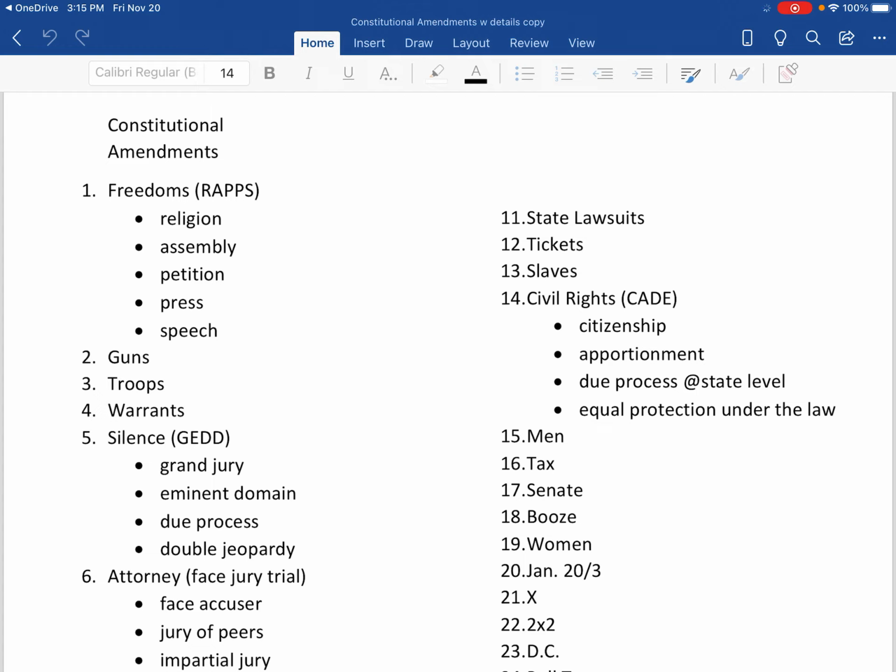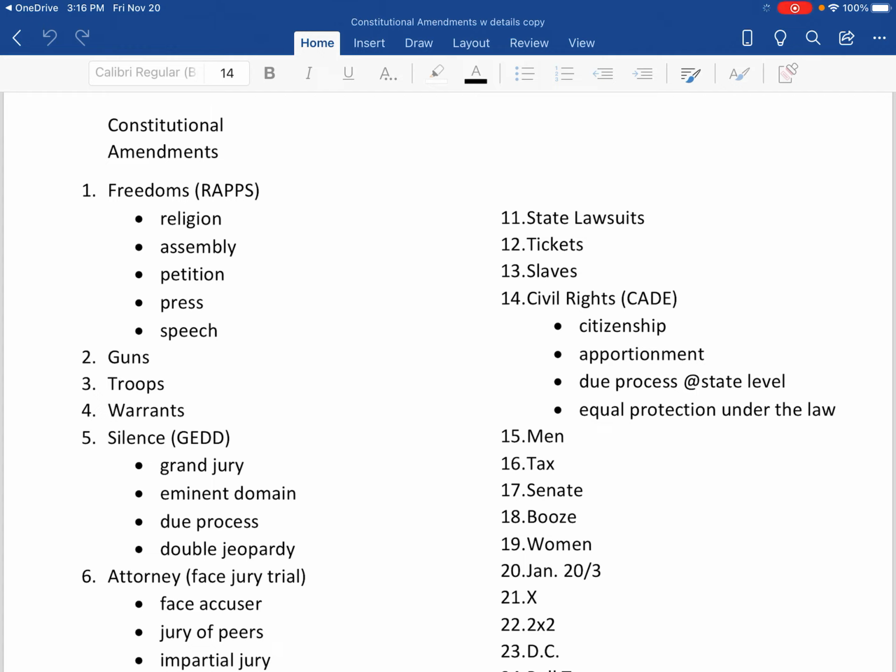Freedom of troops. You don't have to quarter or house troops. Now this is a lot because remember the Quartering Act of 1765? You don't have to house troops. You don't have to feed them. You don't have to open up your home to them.